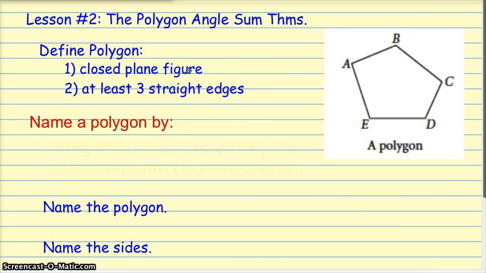The idea of straight edges is they're just that, they're straight, they're not curved. And closed meaning that everything has to meet. So that would not be a polygon because it's open. A circle is not a polygon because it has curved edges.